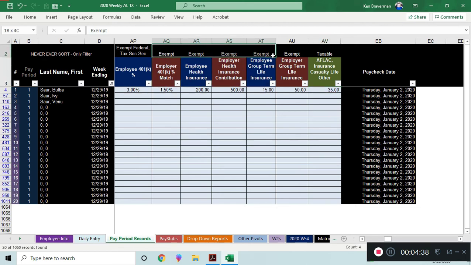As you can see, this exempt up here, all these things are exempt from federal and Social Security, Medicare, or what is called FICA tax. The only one that's a little complicated is the employee deferral of the 401k.